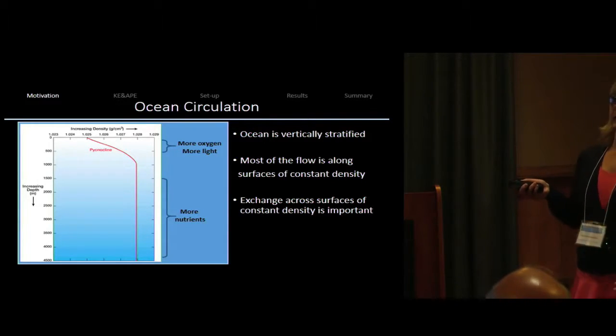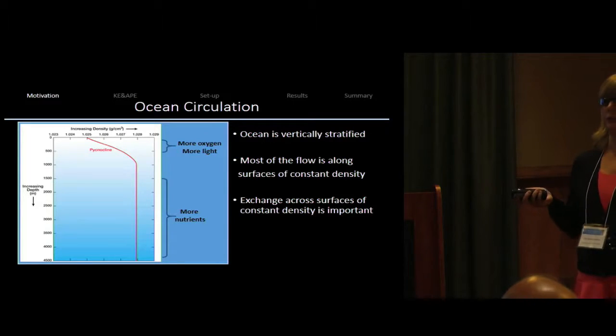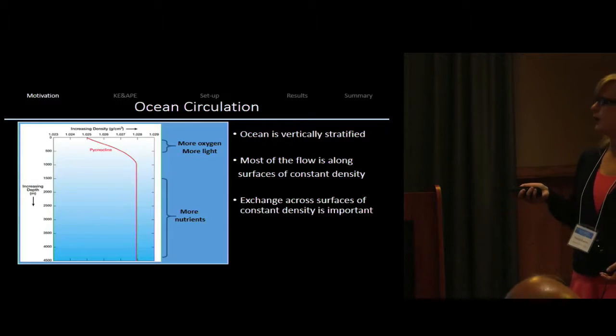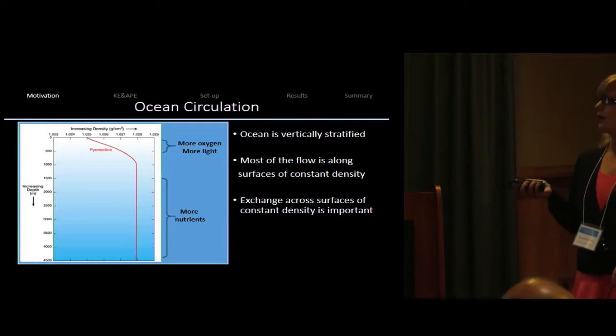And why do we care about this mixing? In the top layer, you in general tend to have more oxygen and more light penetration, but all the nutrients tend to be concentrated in this abyssal region. So if you want to support any sort of production, you really want to get these nutrients up and some of the oxygen down. In general, in the ocean, most flows are along surfaces of constant density, so we really want to quantify how much mixing across the surfaces of constant density occurs.